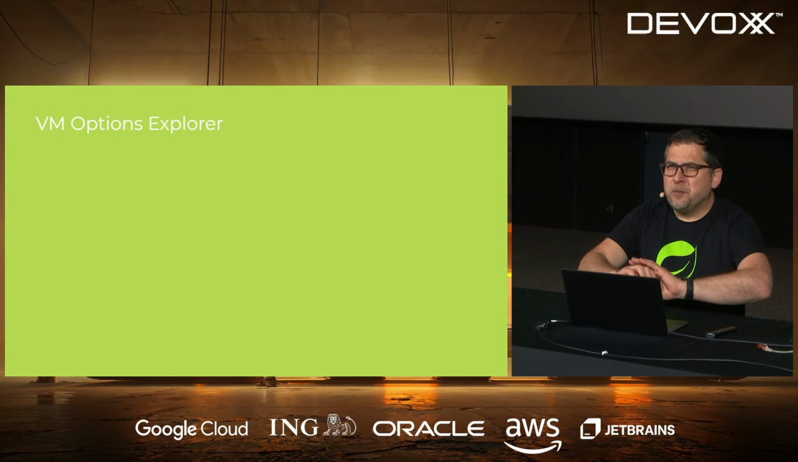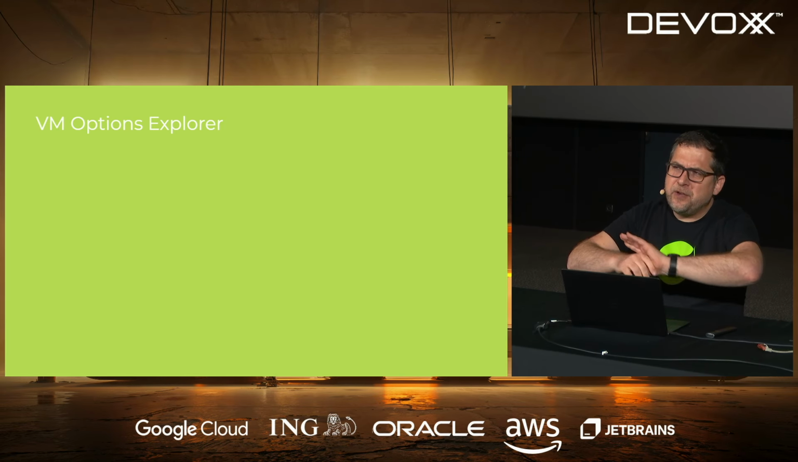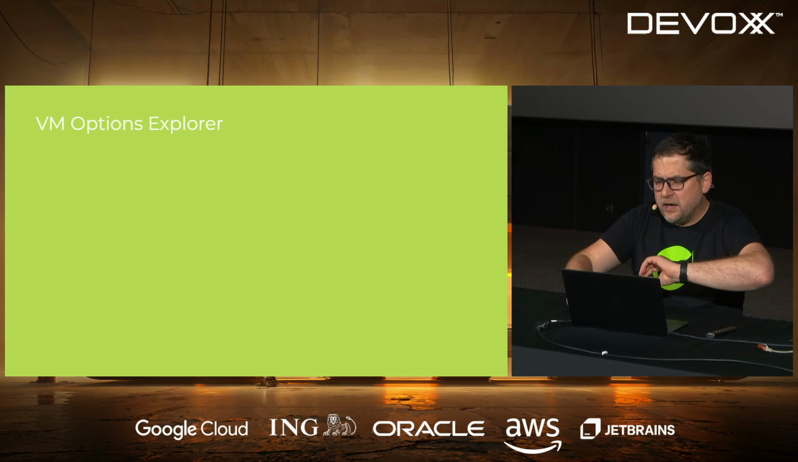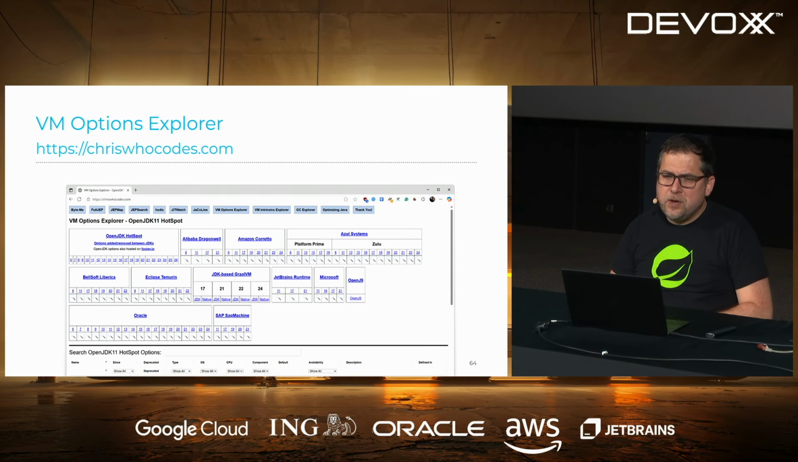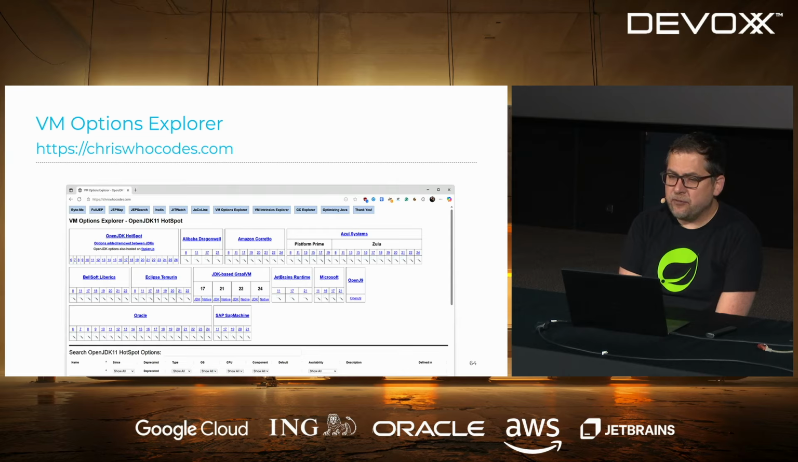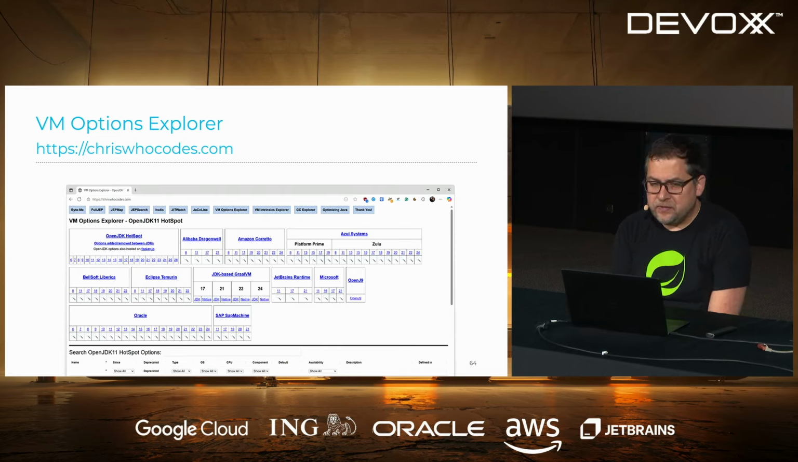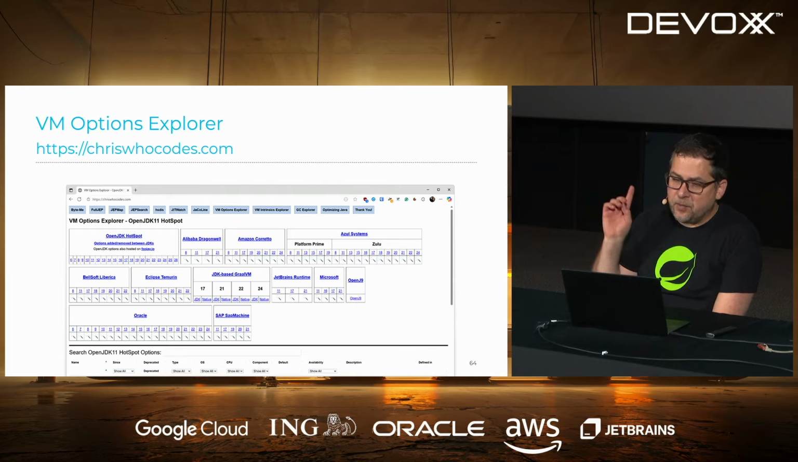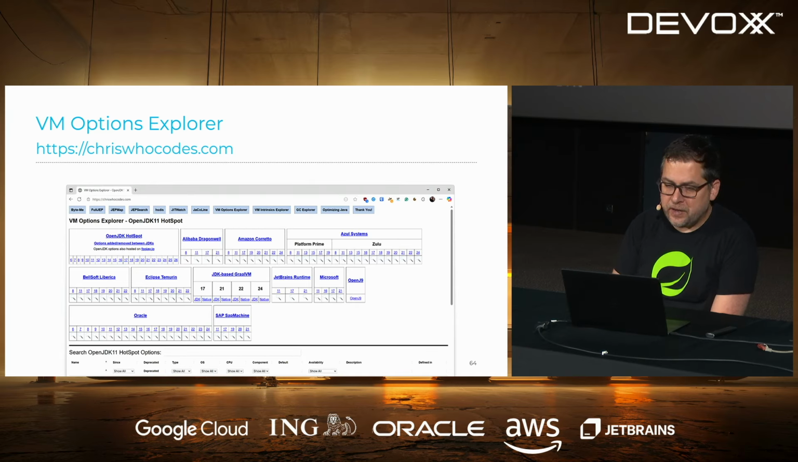Great. Because there are thousands of different parameters out there, I highly encourage you to have a look at the VM Options Explorer, because there you can find out if the JVM distribution you're using supports the parameters, because they're not all the same. Some have different parameters, and this is just a current screenshot from the website Chris Who Codes, who has this VM Explorer, and as you can see, there are plenty of different Java versions on there.